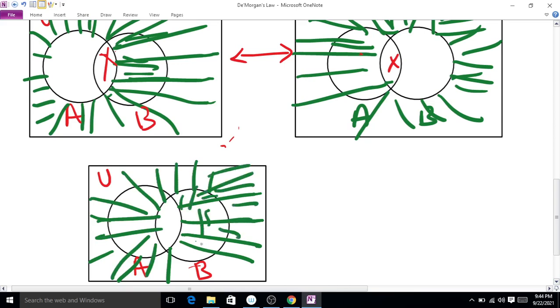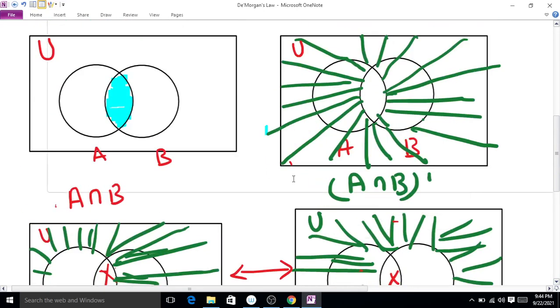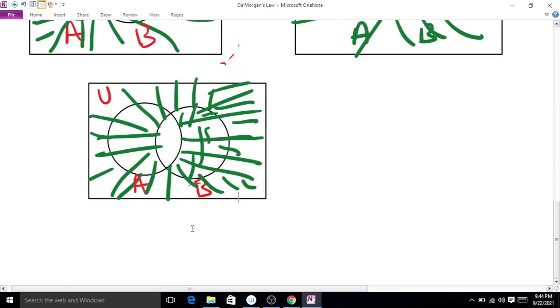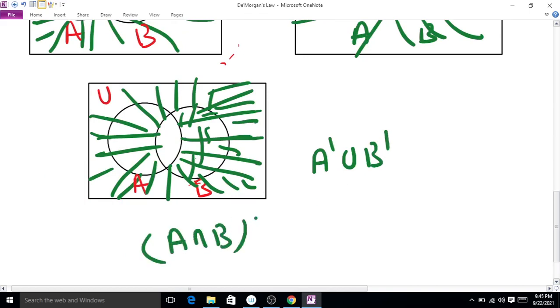So now from these two Venn diagrams, this is (A intersection B) complement and this part is A complement union B complement. From these two diagrams we can say that (A intersection B) complement is equal to A complement union B complement.